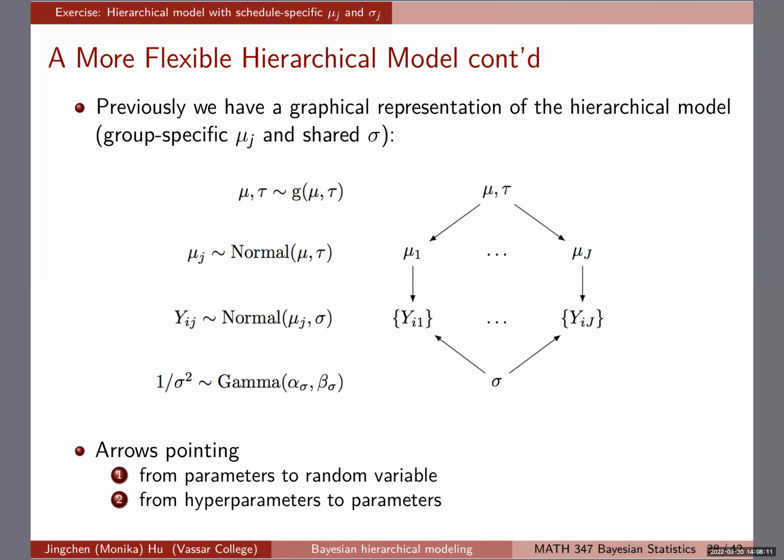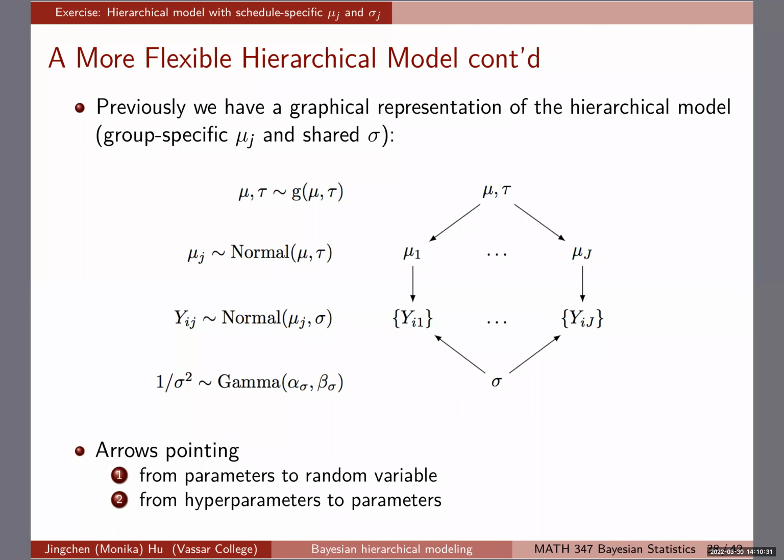I don't have it, but we can work on this one directly, making updates. So the discussion question for you all right now is how can I update this graphical representation if instead of sigma, I have sigma j? Take a moment to work through, and then we're going to look at it together. I think this will enhance your understanding about the different stages of the priors that we're specifying here.